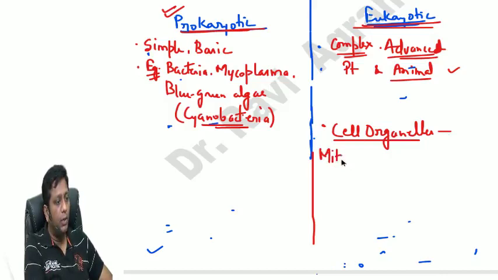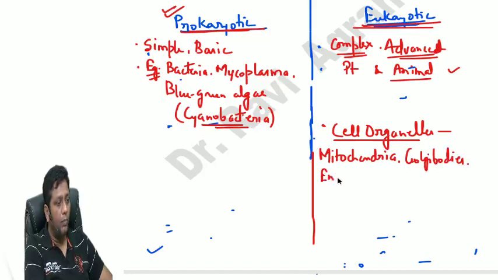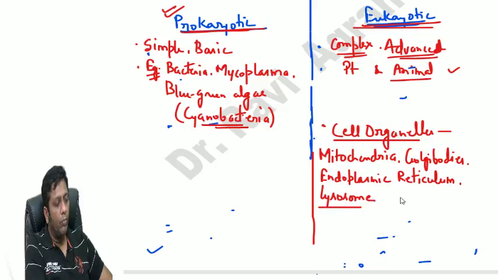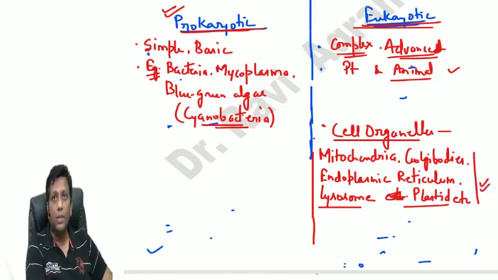I hope you read it during school time. Mitochondria, Golgi bodies, endoplasmic reticulum, lysosome, etc. Even plastid, which is very, very important. These are all present in eukaryote cells, but these are all absent in prokaryote cells.